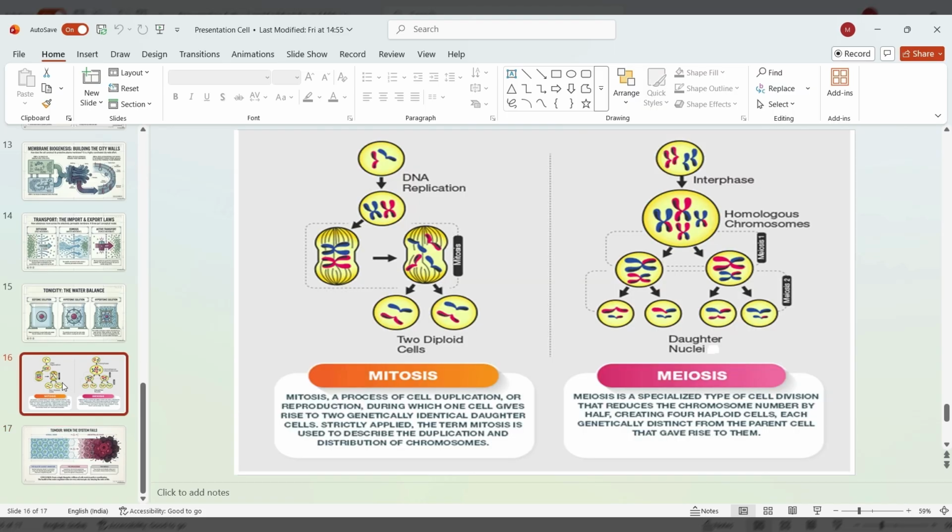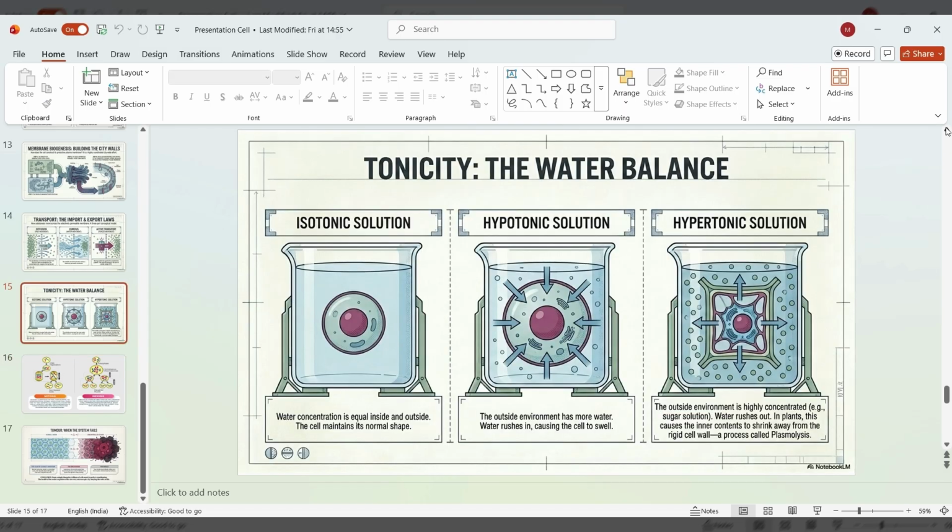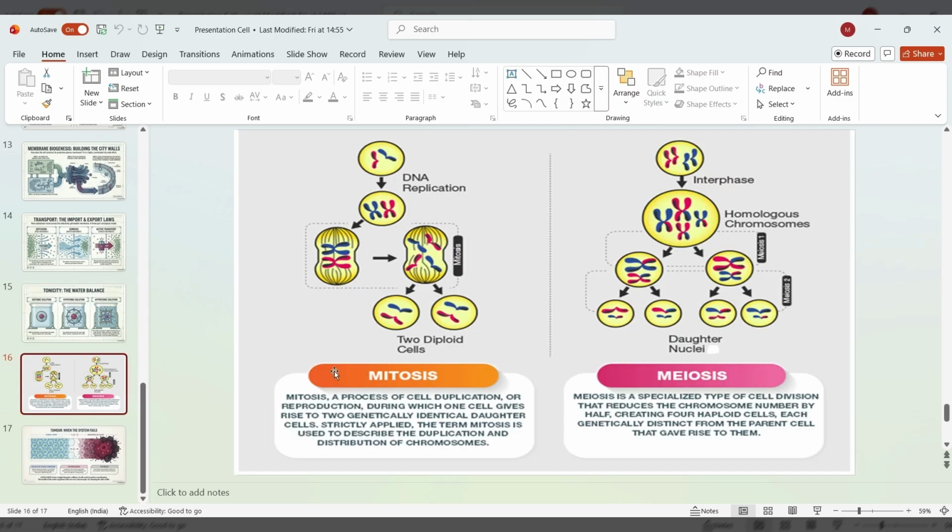In the previous slide, that is the slide of mitosis and meiosis, these are the two kinds of cell division. Just remember that mitosis happens in the somatic cells or the normal cells, and meiosis happens in the reproductive cells. One more thing: in the case of mitosis, two daughter cells are formed. In the case of meiosis, four daughter cells are formed.